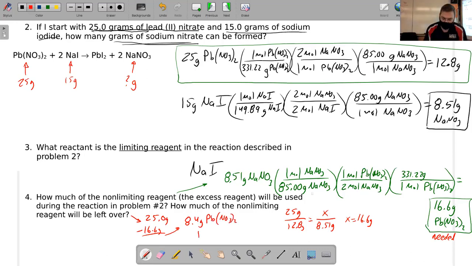PbNO3, 2 remains. So that's how much lead nitrate you need, the 16.6 grams. And how much lead nitrate would be left over is however much out of the 25 you end up not using up.